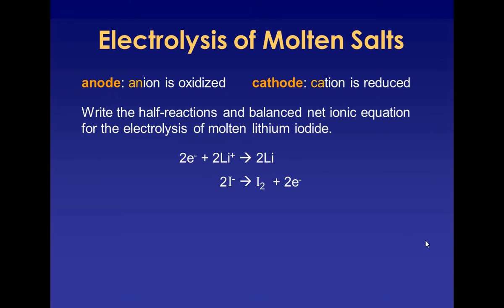When we combine those together now, we would get our complete net ionic equation showing the electrolysis of lithium iodide into its pure metal form, lithium, and into its pure non-metal form, iodine.